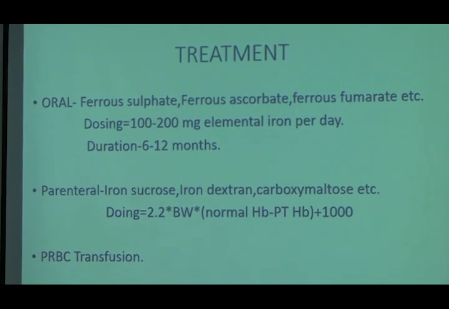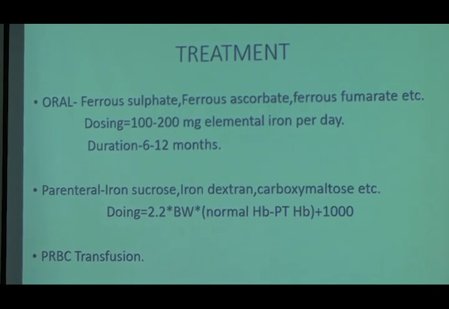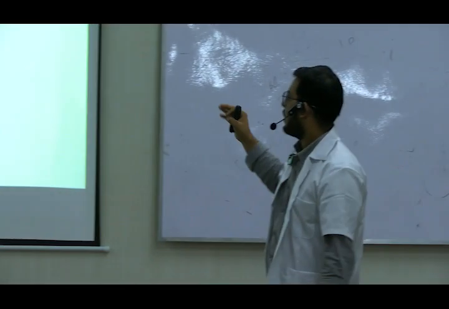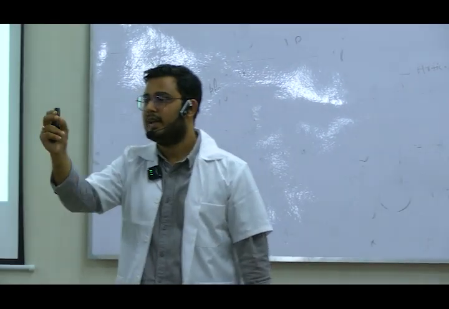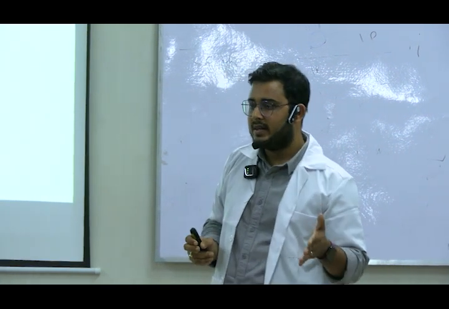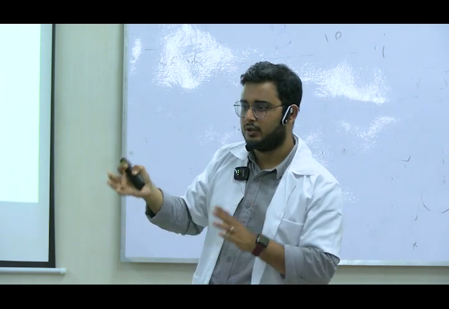But our aim is to give 100 to 200 milligram of elemental iron daily, which will be absorbed in the intestine. For example, ferrous sulfate, 60 milligram of elemental iron is contained in a defined amount of ferrous sulfate. So this is the defined calculation, but it's not that important. Our aim is to give 100 to 200 milligram of elemental iron per day in the form of tablets. Iron tablets are given before food for better absorption.